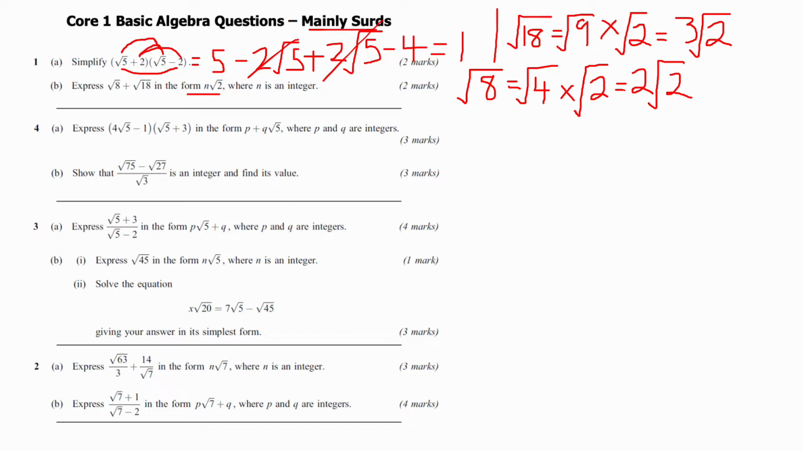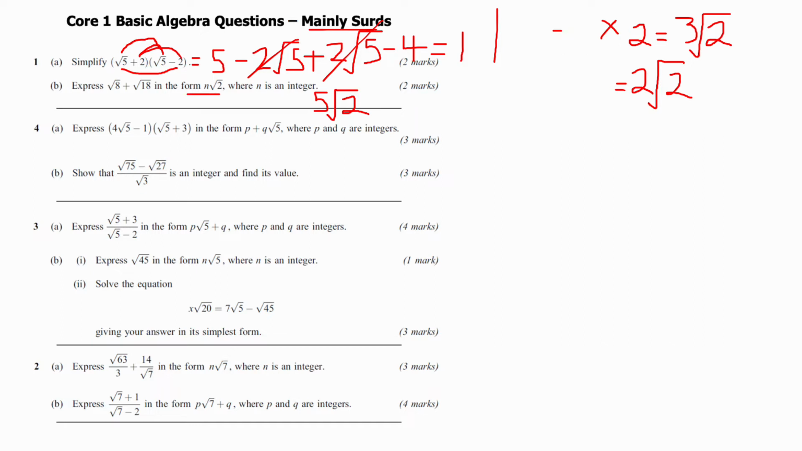Adding these together, 3 root 2 plus 2 root 2 is 5 root 2, guys. So that's how I simplify my surd for that one. Let's just delete this so we have a bit more space. Feel free to obviously rewind as and when you need to, but I'm just deleting it so I have space for other questions.